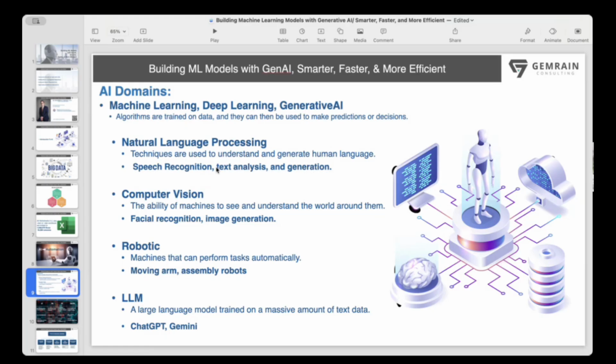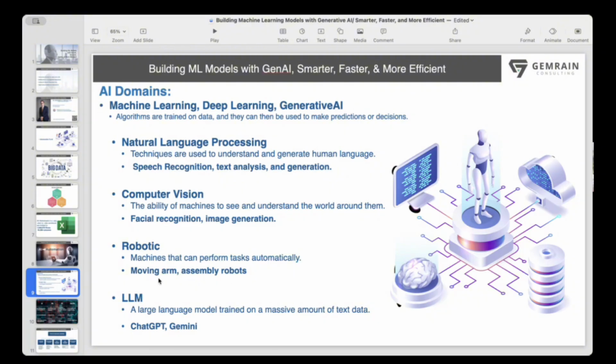So whatever field or industry you name, it is going to be about what kind of data you want the AI to deal with. Definitely it's going to fall under one of those. So that's why we say these are the main domains.